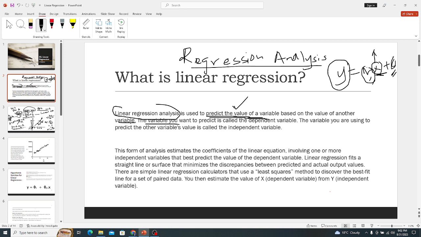The variable that you want to predict is called the dependent variable. That is our y. It's our dependent variable, our outcome, or our output. Then the variable you are using to predict the other variable's value is called the independent variable. Our x here is the independent variable. We are using x to predict y.